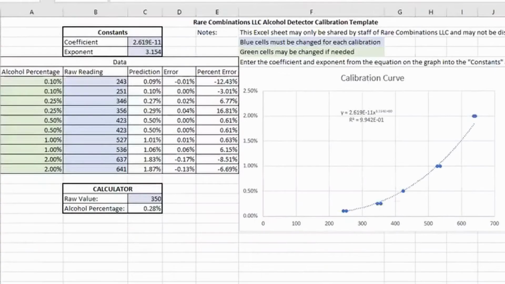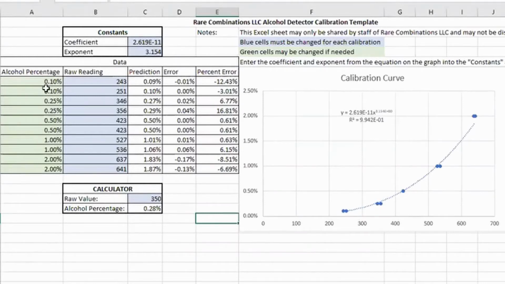The next document that I want to show you is the actual calibration. Again, we have this color coding scheme. The blue cells, I say, are what you have to change in order to get your results. And the green cells can be changed if you want.